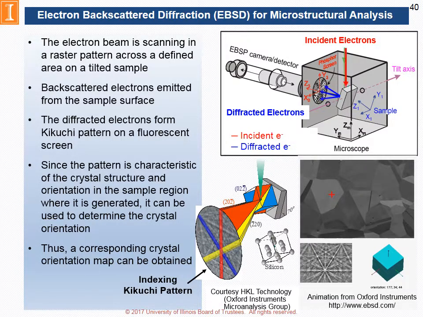By analyzing the EBSD data, we can get information such as grain size and shape distribution, local misorientation, misorientations between grains, phase distribution, and local strain.